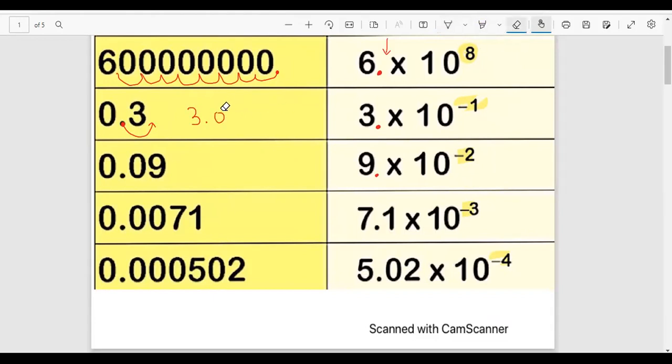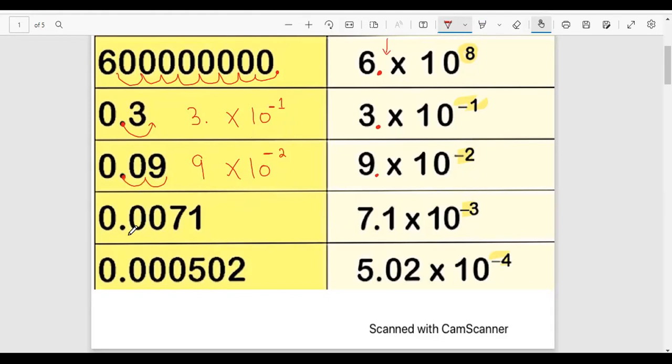It's completely fine. Okay, multiplied by 10. And in the power, we have moved the decimal 1 unit, so it would be 1. And since we have moved the decimal towards the right side, so it would be -1. Similarly, if we look at the second example, I need to move this decimal 1 and 2 units to the right side, so it would become 9 multiplied by 10 power something. That something would be negative because I've moved the decimal towards the right side. And how many units? 2 units. So it would be -2.